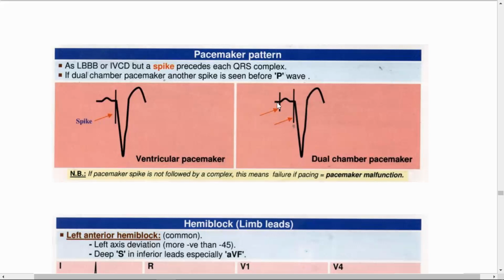For the temporary, you will see it, as in the patient in 44. Okay, you will see it because it's unipolar. Okay, so unipolar will give you a large spike. And the old devices, okay. But now all permanent devices are bipolar with a very small spike, and you don't notice it. Okay.